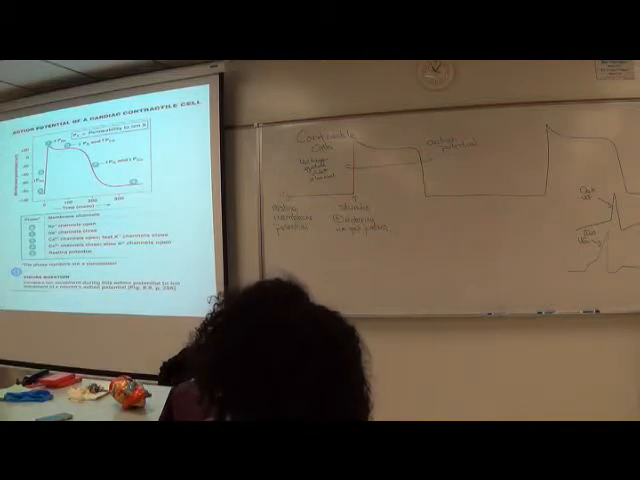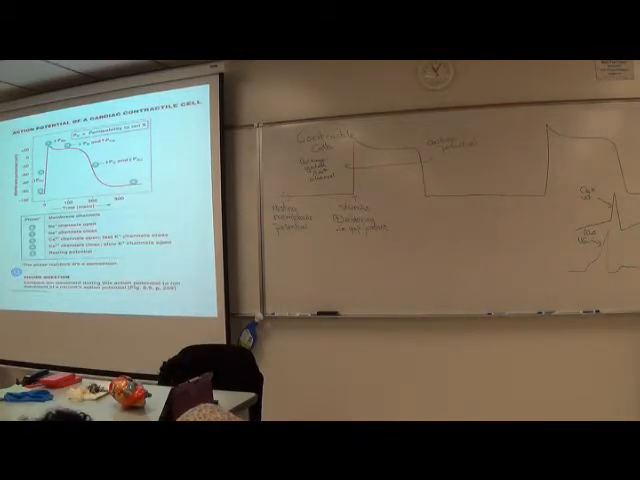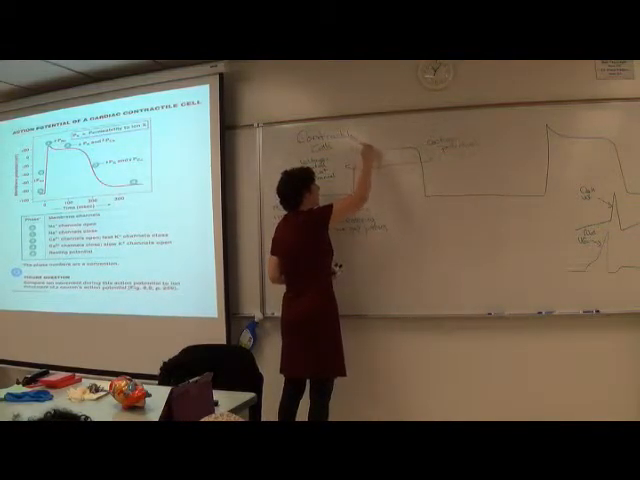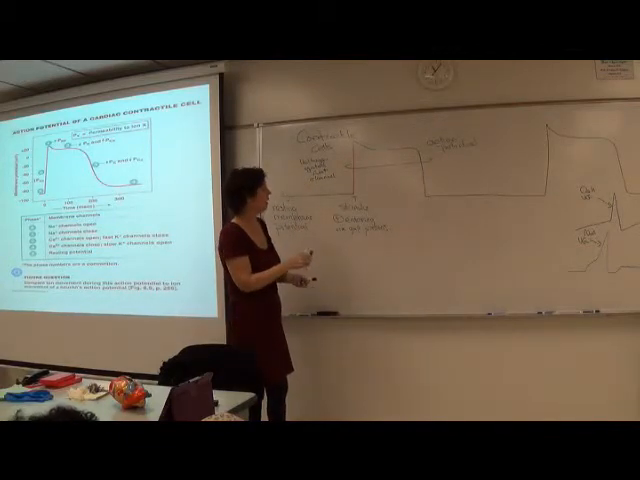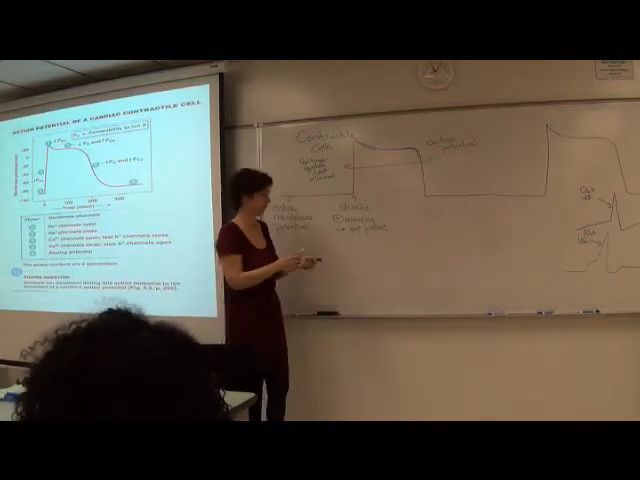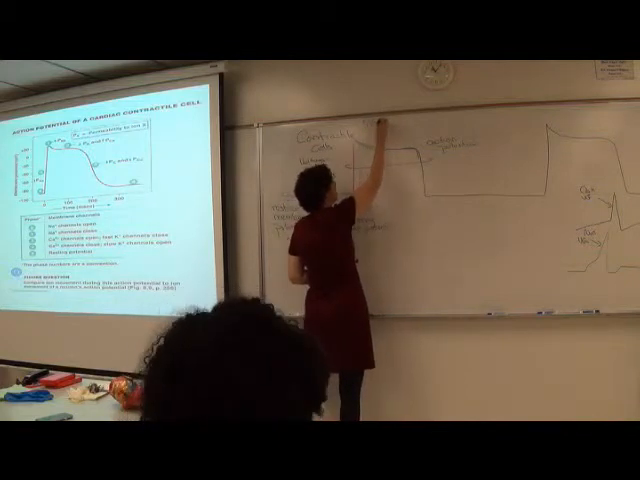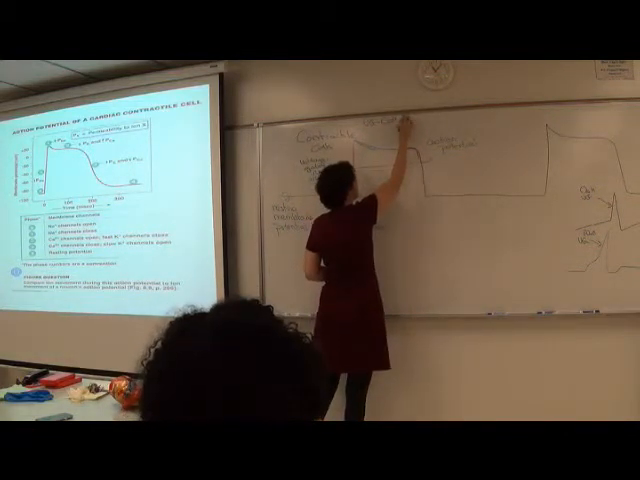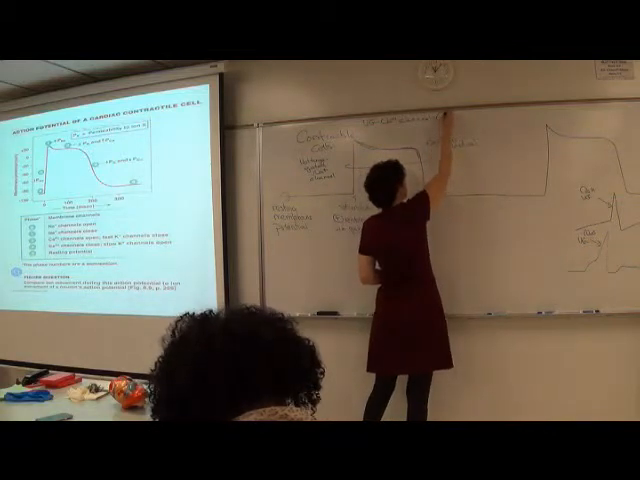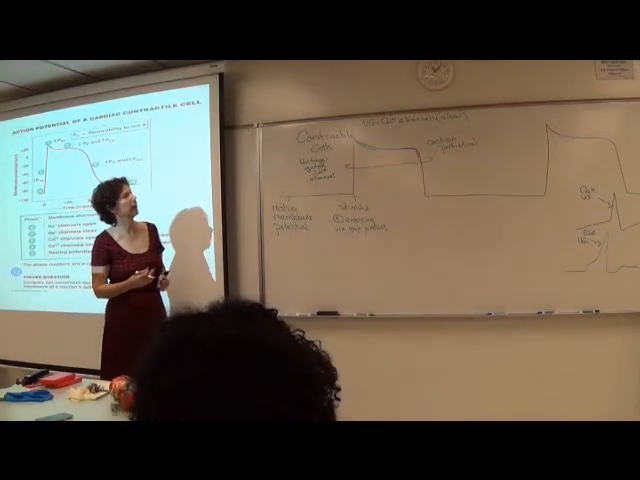So voltage-gated calcium channels are going to open, but also potassium channels are going to open. So we're going to see calcium channels opening, but we're also going to see potassium channels opening. Calcium channels open, and these are distinguished from the autorhythmic cells as slow, meaning the ions aren't moving very fast.